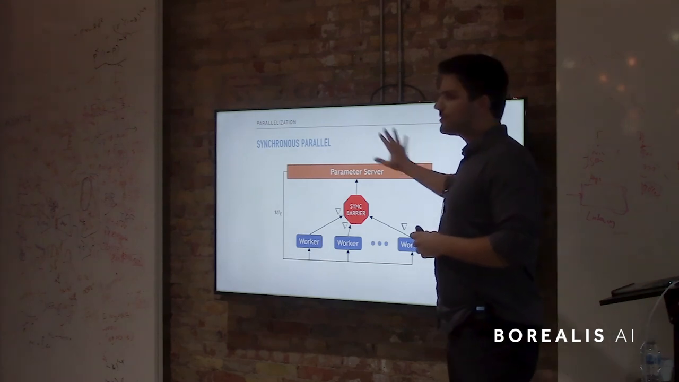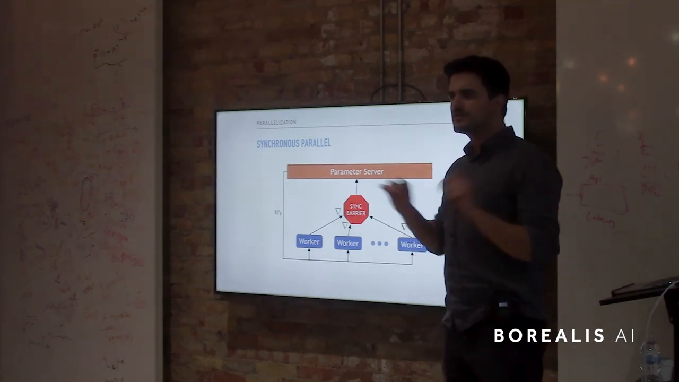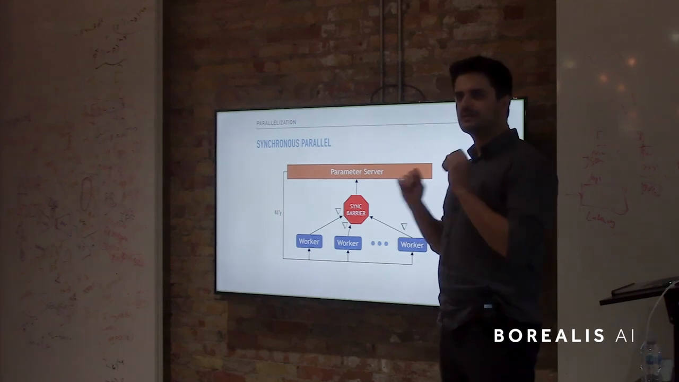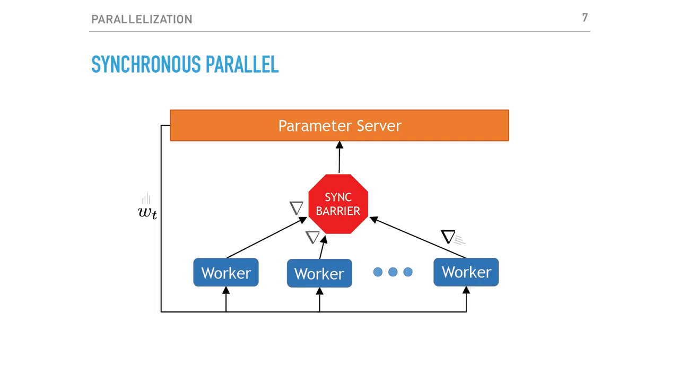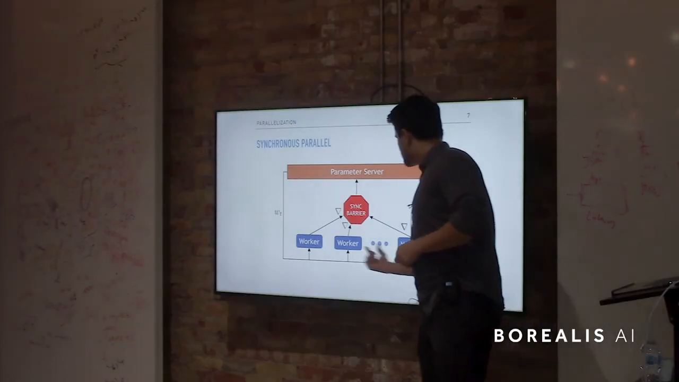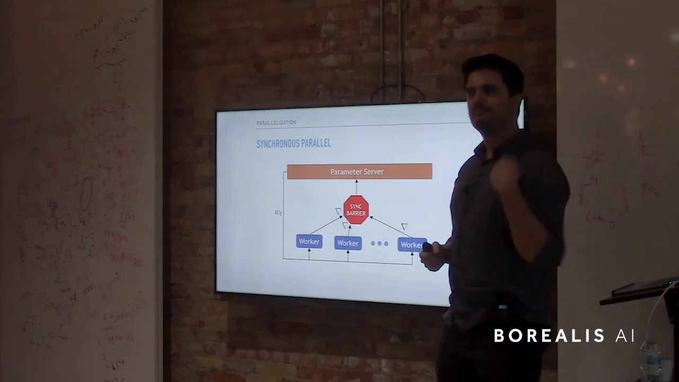We can split the work using a synchronous system. That's the simplest and easiest way to set up. It has its benefits, its disadvantages, and it looks like this. We have a parameter server that holds the latest version of the model, WT. And we have different workers. These are different machines that compute gradients for us.